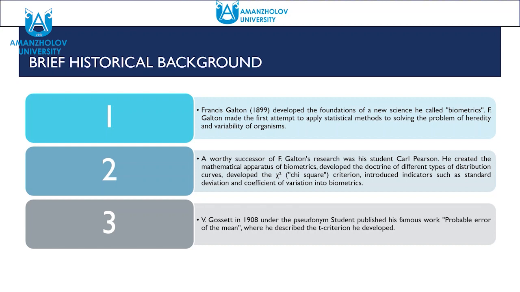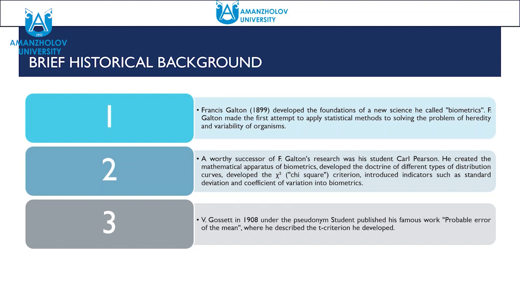Galton made the first attempt to apply statistical methods to solving the problem of heredity and variability of organisms. A worthy successor of Galton's research was his student Karl Pearson. He created the mathematical apparatus of biometrics, developed the doctrine of different types of distribution curves, developed the chi-square criterion, and introduced indicators such as standard deviation and coefficients of variation into biometrics.